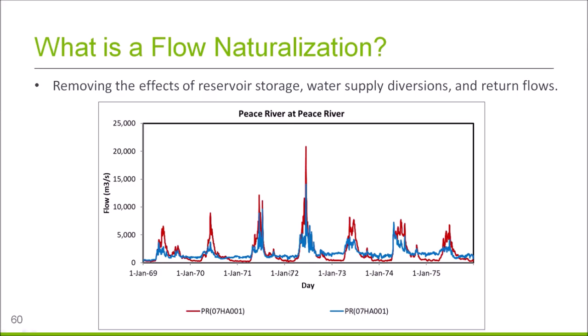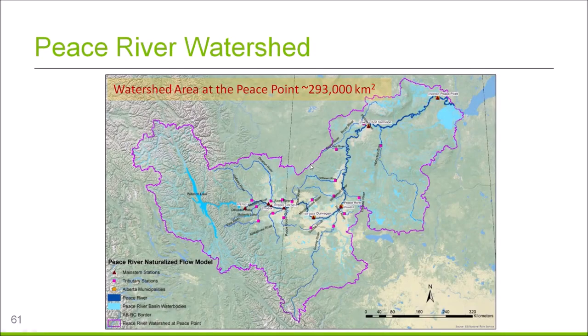Now in this plot, the red line is basically an estimated natural flow, and the blue line is the recorded flow. So the blue line is what you are measuring at Peace River. The red line is what we are modeling, to know what the flow would be if there wasn't any hydroelectric dam upstream. Now, this is a huge river basin. This is the map of the Peace River watershed all the way to Peace Point. It's about 293,000 square kilometers.